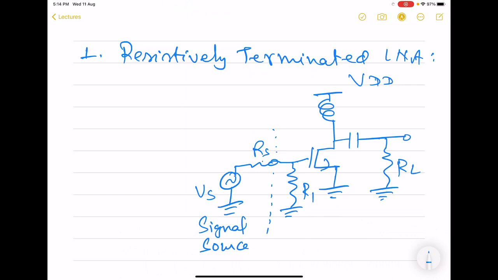So here we have RF choke, so that all the RF signal flows towards load, and this is like an open for RF signal. So this will be present in all the LNAs that we will talk about, and this is also encountered in power amplifier. And there we will point out one more advantage of this RF choke.